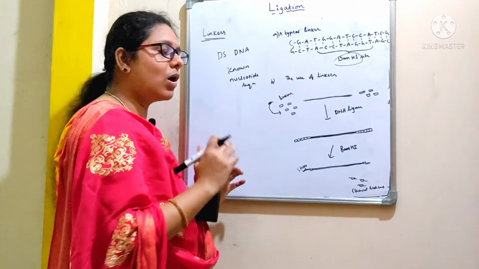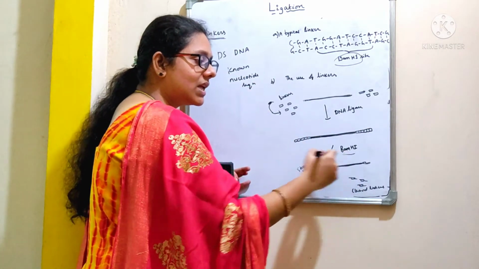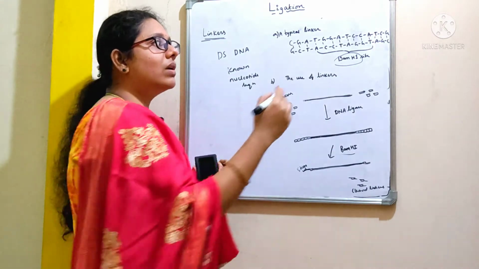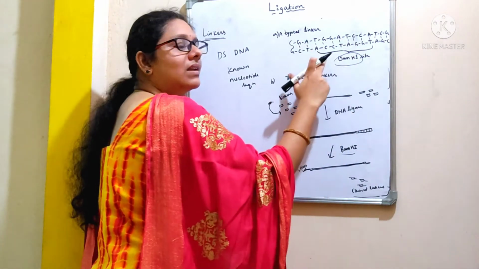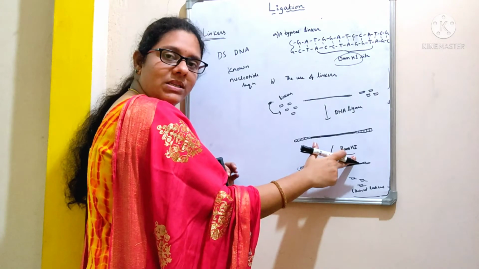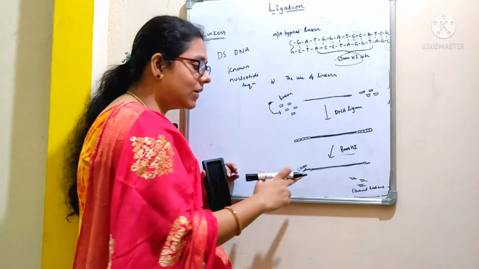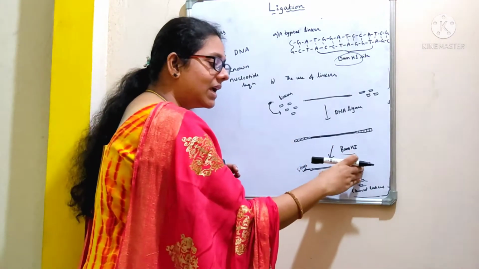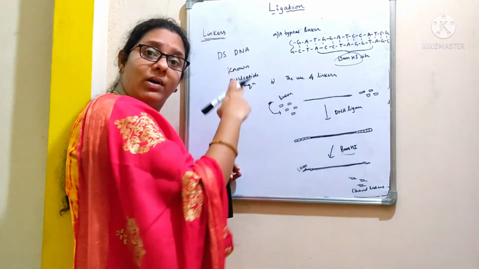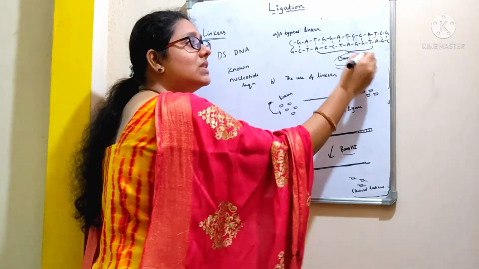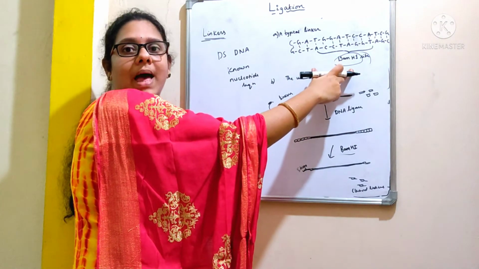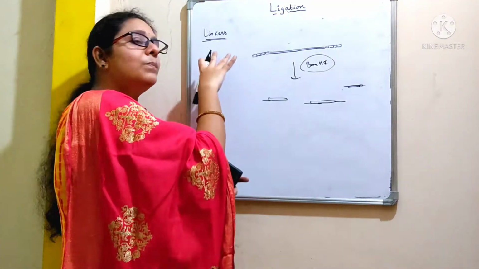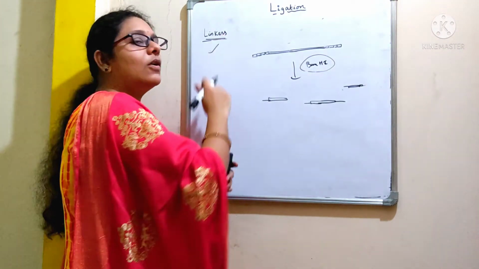Now what we do is we treat with the restriction enzyme BamHI. As I already told you, these linkers carry a recognition sequence for this restriction enzyme. They will be cleaved, giving rise to a sticky end. Now it is very easy to ligate this DNA molecule into a vector that is digested with the same restriction enzyme, that is BamHI.